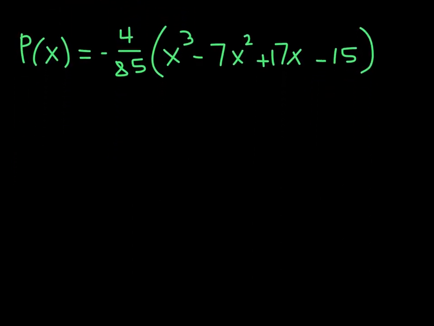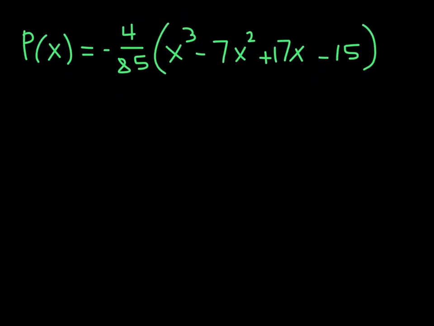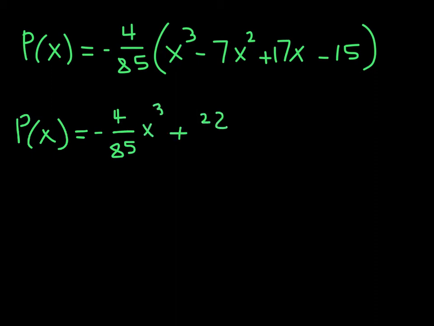I want to simplify this just a little bit though. I'm going to distribute this -4/85. So then the function can be written as -4/85 x cubed plus 28/85 x squared, right? Yeah, that's right. And then minus, let's see, this simplifies here. 17 divides into 85 exactly 5 times. So this should be -4/5, I believe, x, like that.